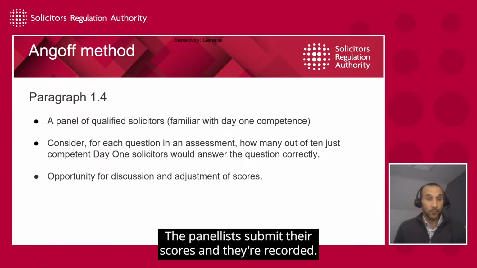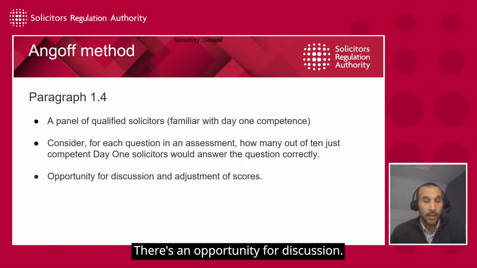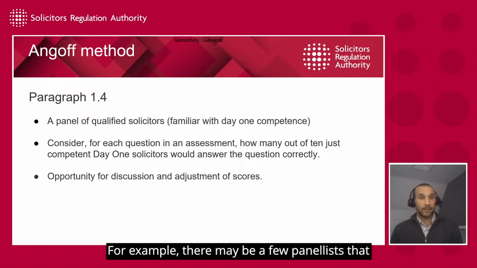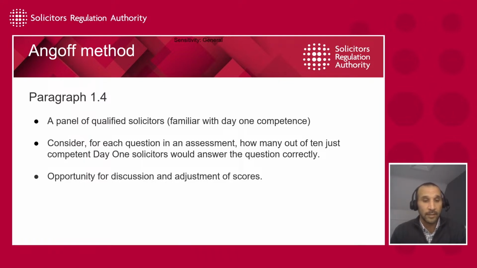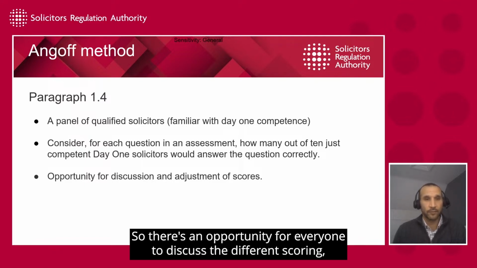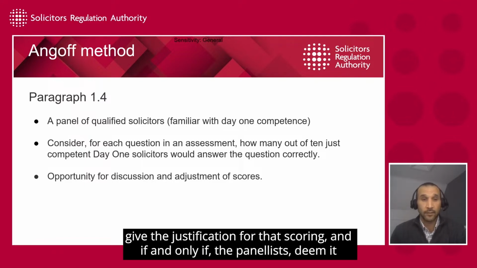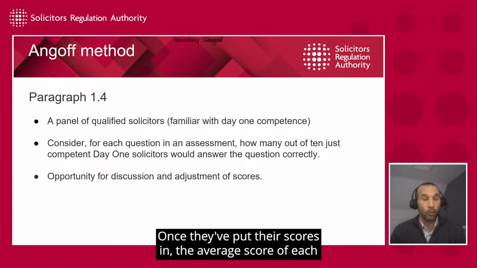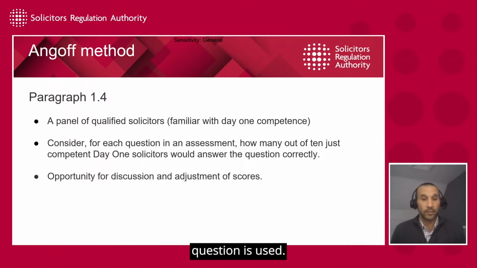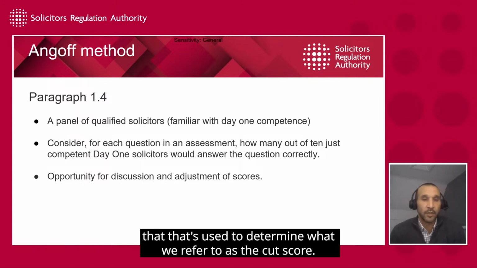And so the panelists submit their scores and they're recorded, and there's an opportunity for discussion. So, for example, there may be a few panelists that provide much higher or much lower scores than the rest of the panel. And so there's an opportunity for everyone to discuss the different scoring, give the justification for that scoring, and if and only if the panelists deem it appropriate after that discussion, the opportunity to adjust their scores. And once they've put their scores in, the average score of each question is used, and then we'll see in a moment that that's used to determine what we refer to as the cut score.